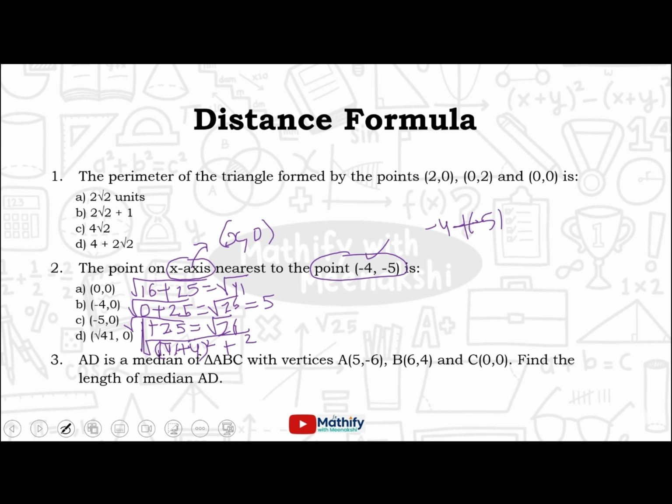We have to see the least one. So which one is the least one? You can see B option. Root 25 is least because one is root 26, one is root 41, and the last one is root 41 plus 4 square plus 5 square. So the least one is B option. Now let's move to third question.